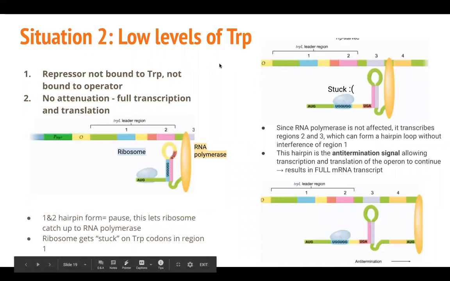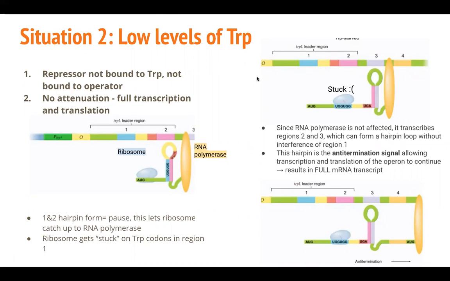That's when you have low levels of tryptophan. Very low levels, because you have 2 and 3 bound together. Okay, yeah, we just described all of that.